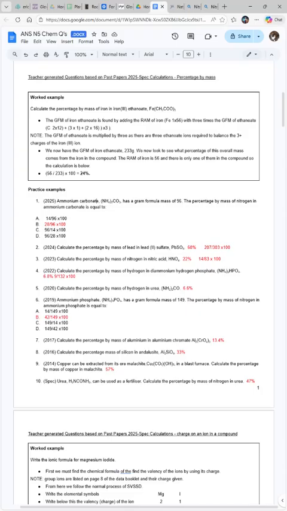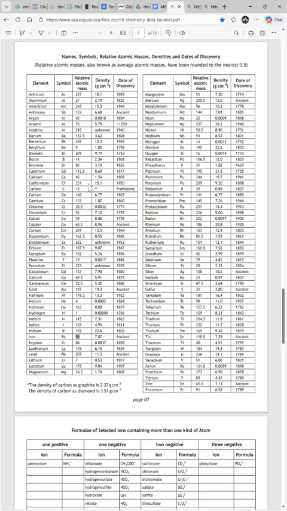Going through these examples here, ammonium carbonate has a gram formula mass of 96. What is the percentage by mass of nitrogen in ammonium carbonate? Luckily, the 2025 question was multiple choice. In ammonium carbonate, we see we have 1 nitrogen in the ammonium, but we've got 2 of that group here. So 2 nitrogens in total.